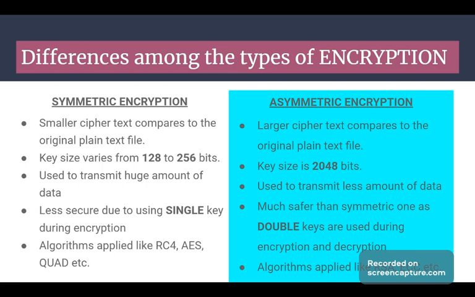Number fourth, symmetric encryption is less secure due to the single key used during encryption, and asymmetric encryption is much safer than the symmetric one as double keys are used during encryption and decryption. Number fifth, in symmetric encryption the algorithms applied are RC4, AES, Quad, etc., whereas in asymmetric encryption the algorithms are RSA, ECC, etc.